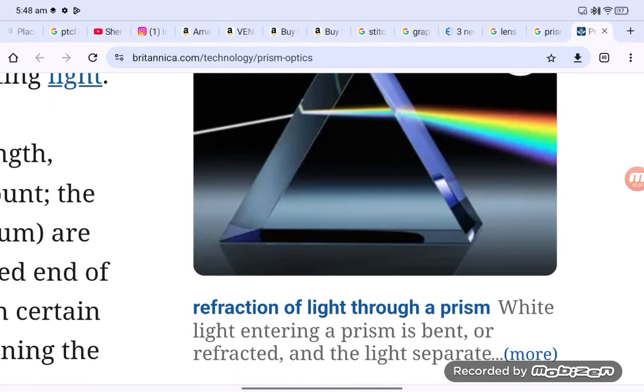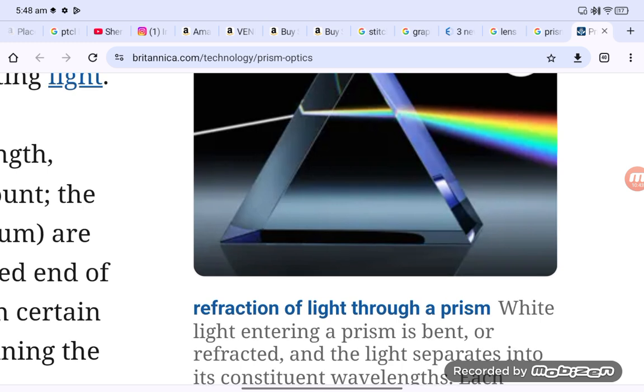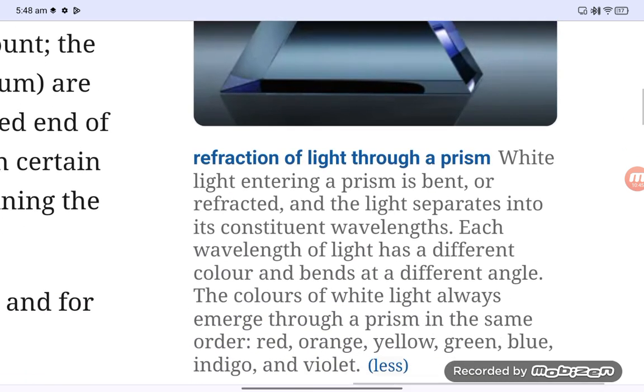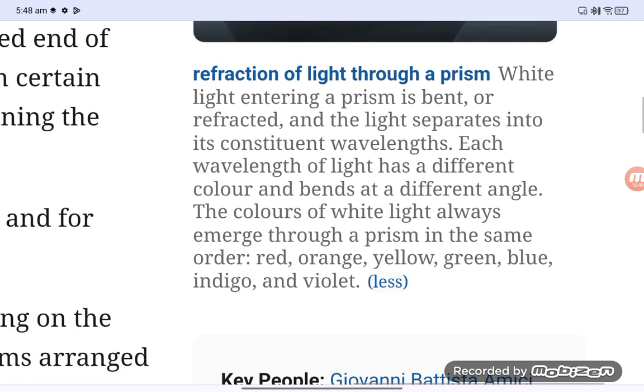Refraction of light through a prism. White light entering a prism is bent or refracted, and light separates into its constituent wavelengths through a prism in the same order: red, orange, yellow, green, blue, indigo, and violet.